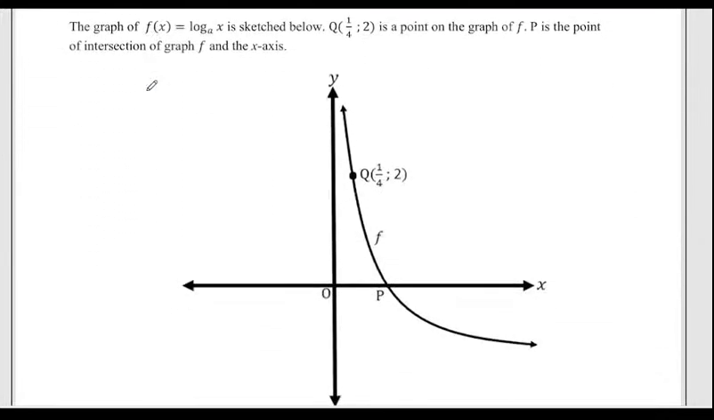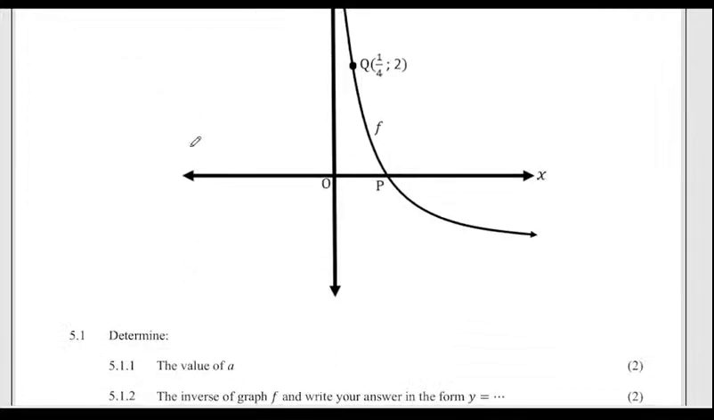Okay, question number 5, which is the exponential and the log. They're telling us the graph of f of x is sketched below. Q is 1 over f, and 2 is a point on the graph of f. P is a point of intersection. What do they want? They want the value of a.